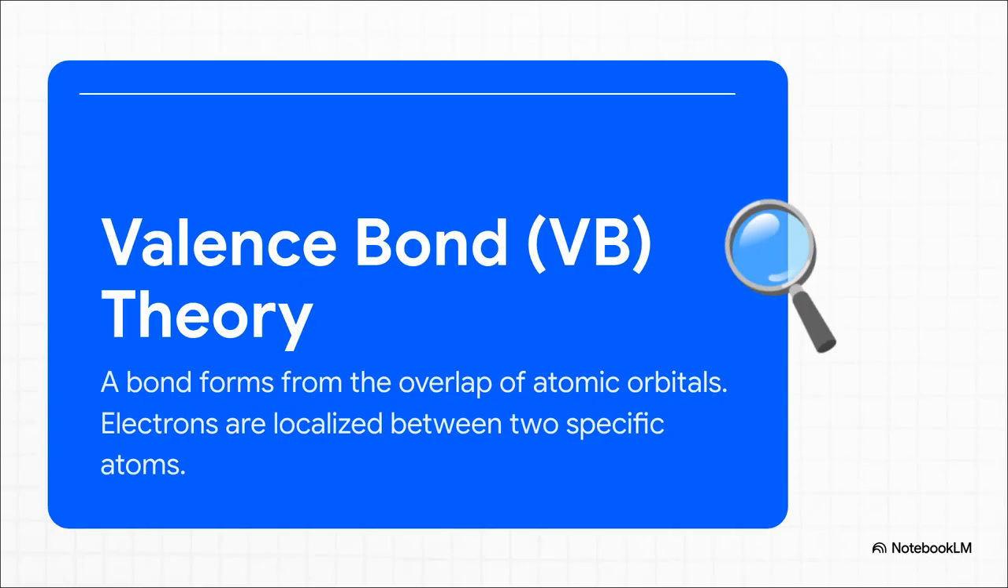First up is valence bond theory, or VB theory for short. This is probably the one you remember from your first chemistry class, and for good reason. It's beautifully simple. It just says, look, a bond happens when two atoms get close, their individual electron orbitals overlap, and boom, they share a pair of electrons right in that little overlapping space. The magic word here is localized. The electrons belong to that specific bond and they pretty much stay put.